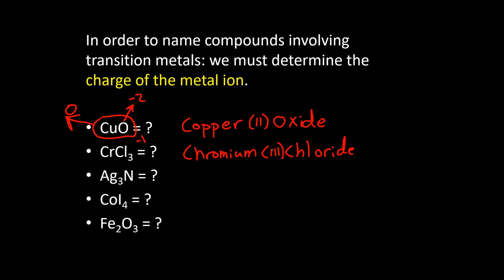All right. So with that in mind, why don't you try to solve these next 3 here. So we have silver and nitrogen, cobalt and iodine, iron and oxygen. So go ahead and pause the video and give those a try. All right.